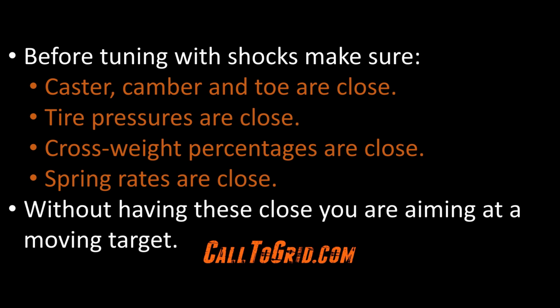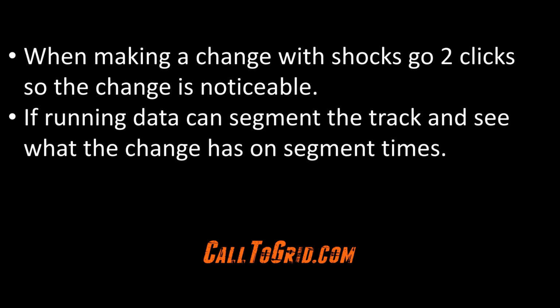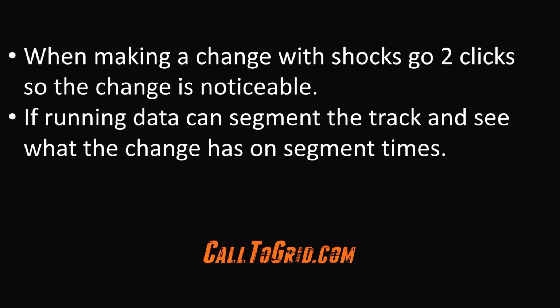When making a change with shocks, go 2 clicks so the change is noticeable. Going 1 click, the change may not be noticeable. If you saw an improvement, go 2 more clicks, continue until the change is worse, then back off 1 click. If running data, you can segment out the track and notice where you see improvements or where the change made things worse. If you're not running data, you can still feel the difference in your seat and hands and engine RPMs on exit, and obviously in your lap times.